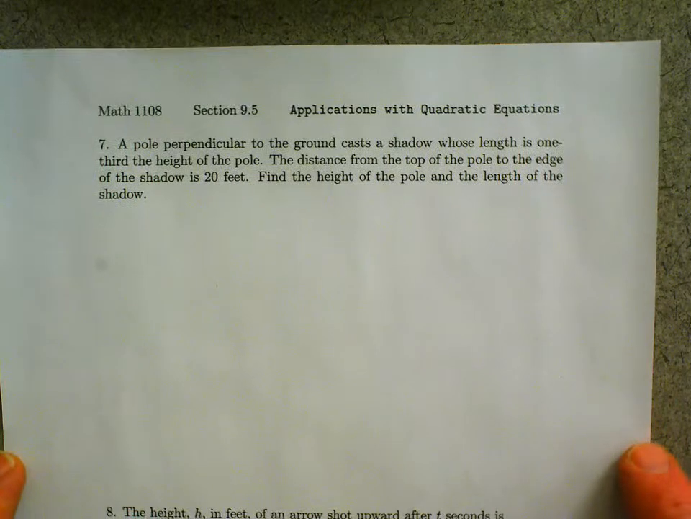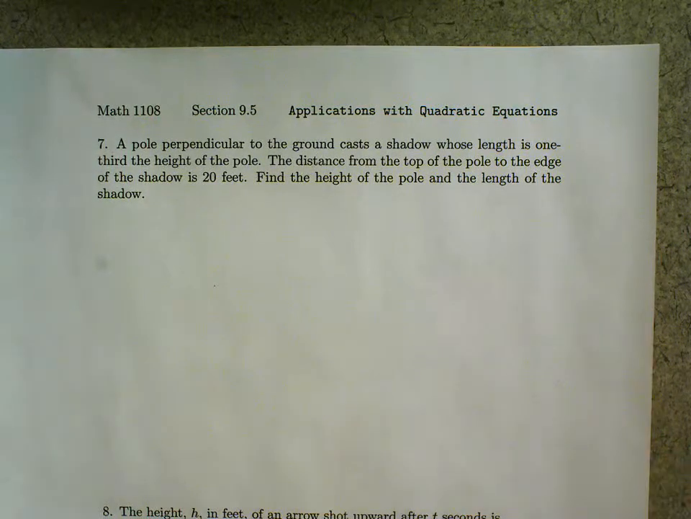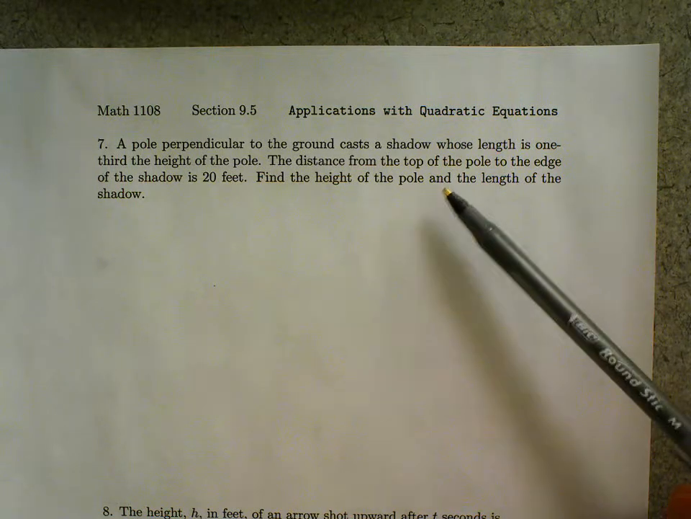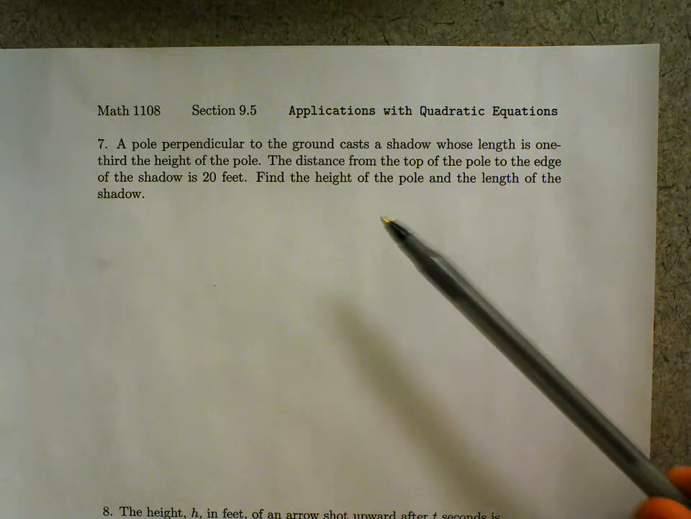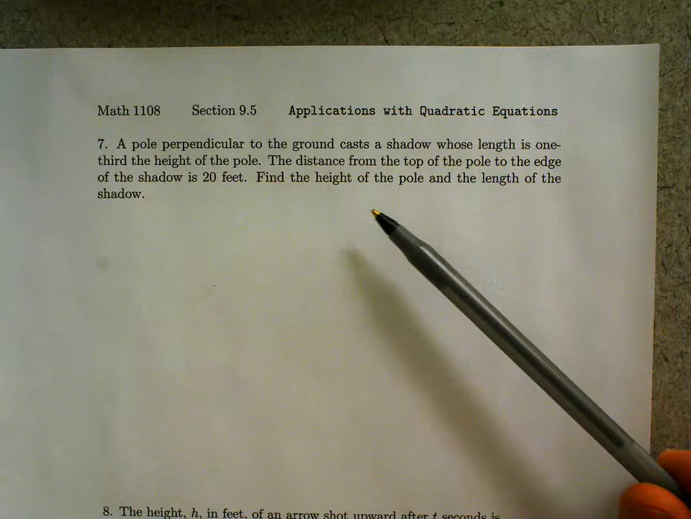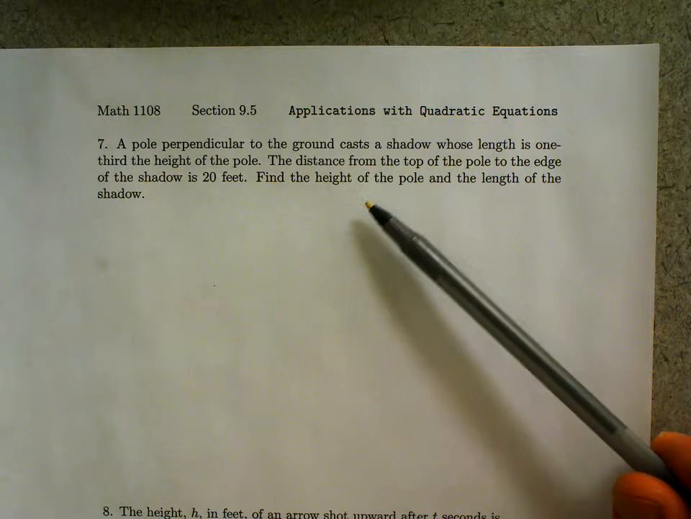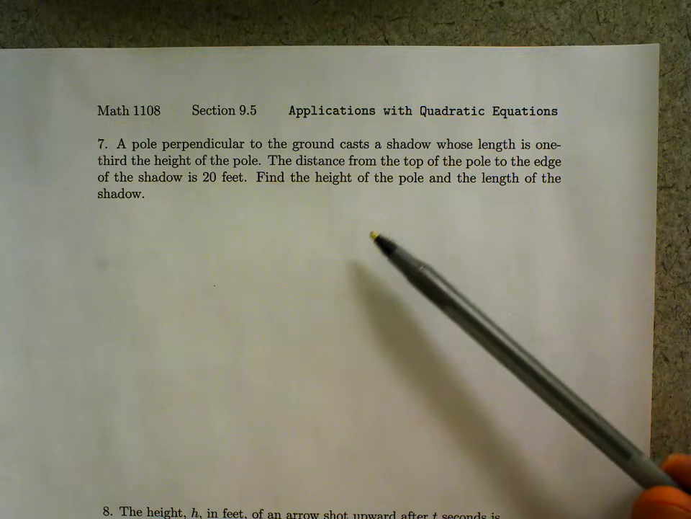This one says a pole perpendicular to the ground casts a shadow whose length is 1/3 the height of the pole. The distance from the top of the pole to the edge of the shadow is 20 feet. Find the height of the pole and the length of the shadow.